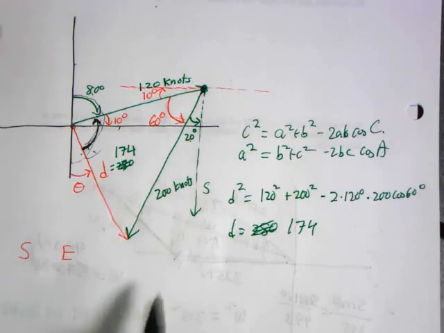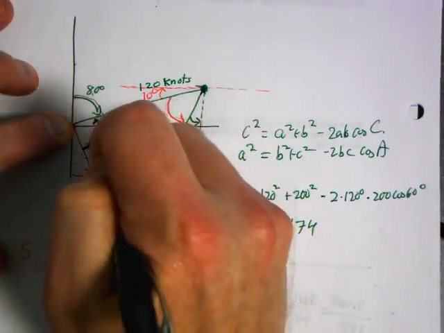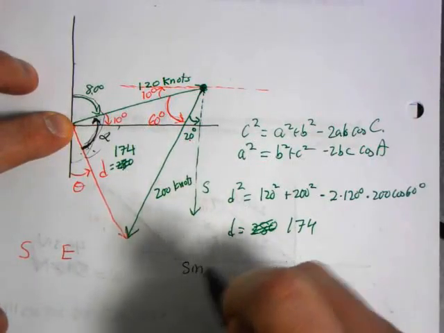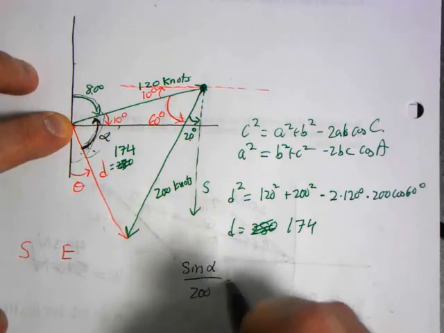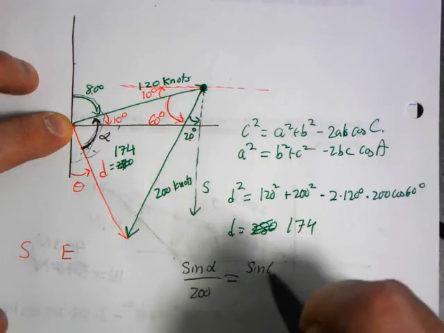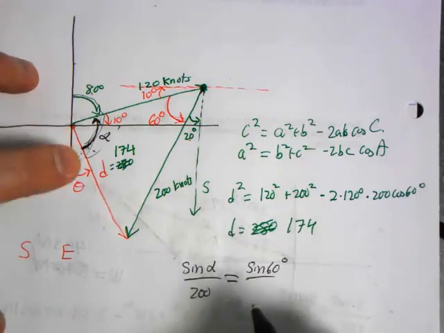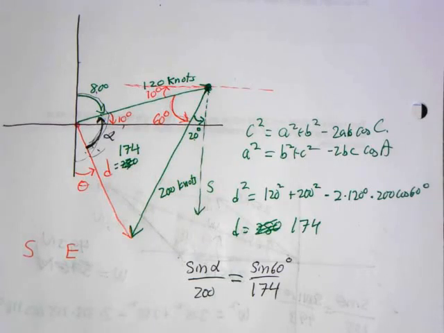So again, I think that's what we have to do, and I think that's a law of sines problem. So I'll call this angle alpha, I guess. Sine of alpha over its opposite, which is 200, equals sine of 60 divided by the 174 that we just figured out. So as you can see, when you're adding vectors together, you use the law of cosines and you use the law of sines, and you use them for almost every problem over and over again.